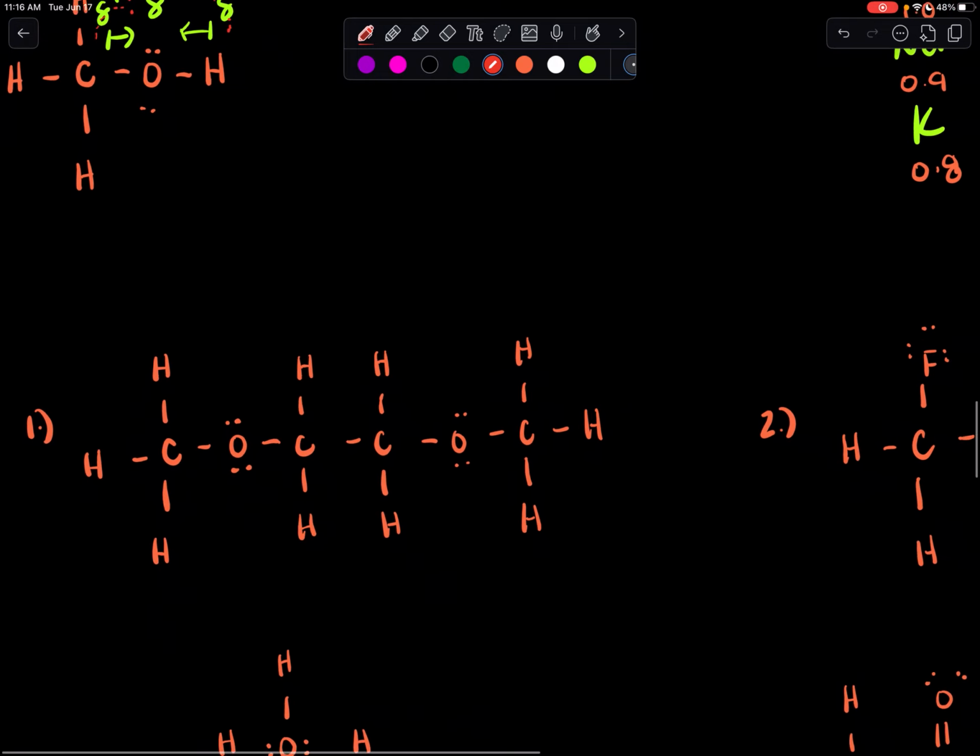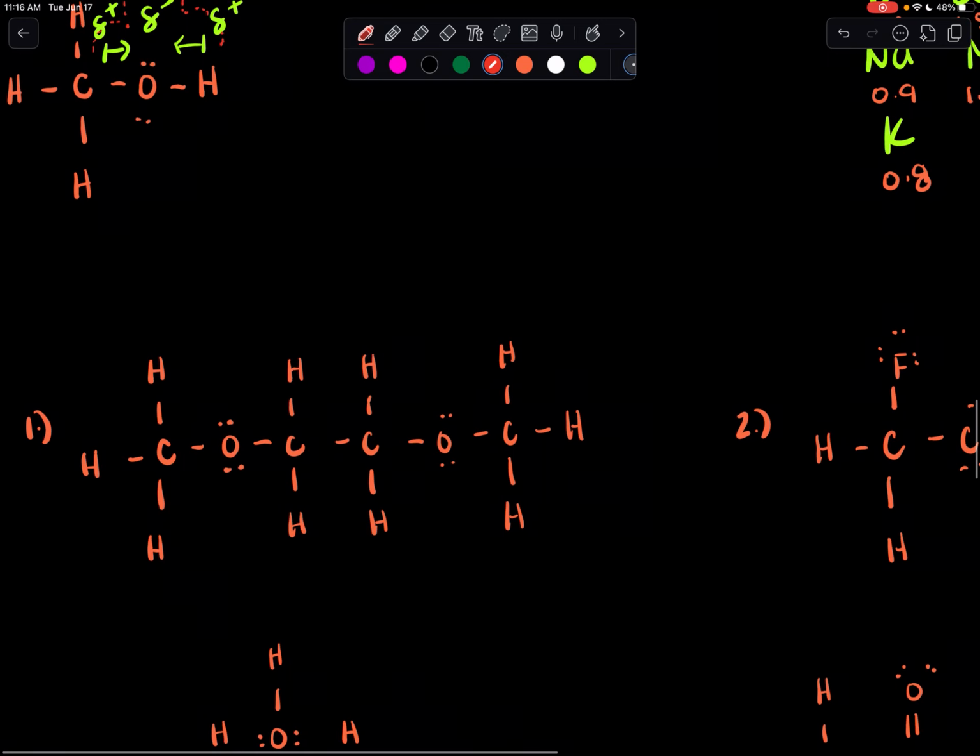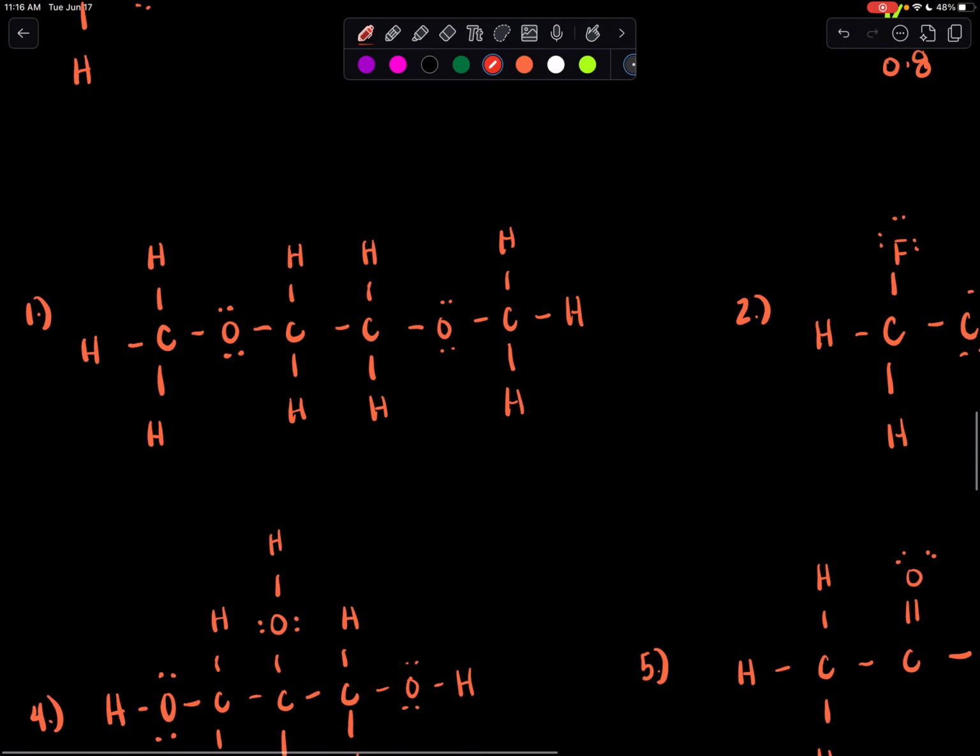So now looking at this particular structure here, I want you to look now and identify any polar covalent bonds, for which we're going to be using our symbols of partial positive and partial negative. And we're going to figure out where they go.